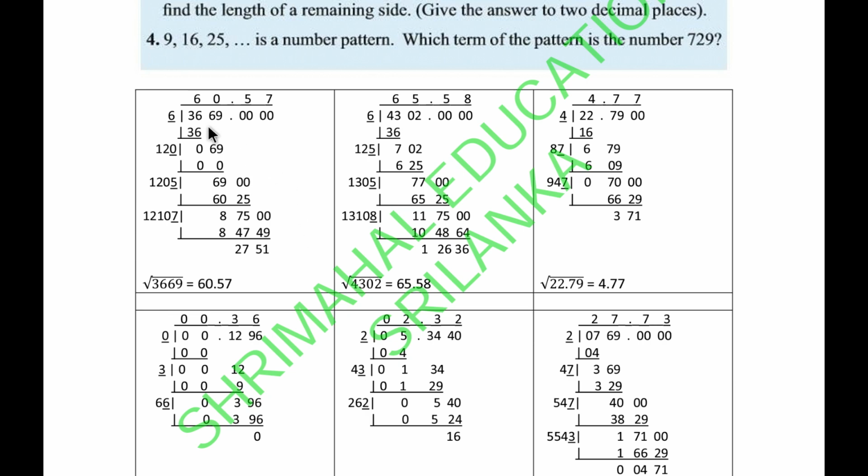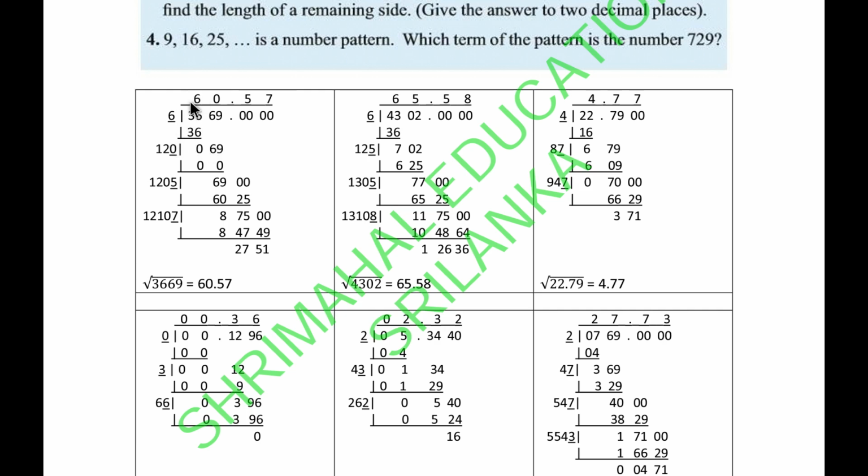I'll show you how to write these numbers. From the decimal point to the right side, you need to separate the digits two by two. First you think of a number whose square is the closest to the first group, or lower than it. It's 6 times 6, 36. The closest one for 36 is 6. 6 times 6, 36, and subtract. Then 0 comes, and bring this 69 down.